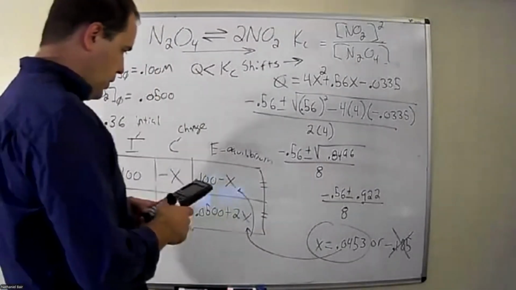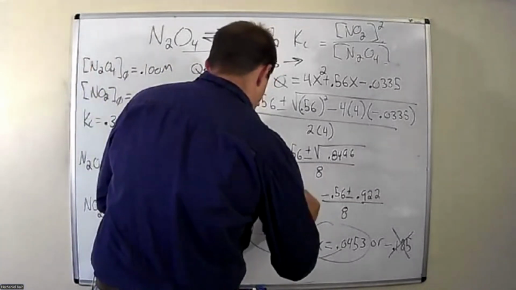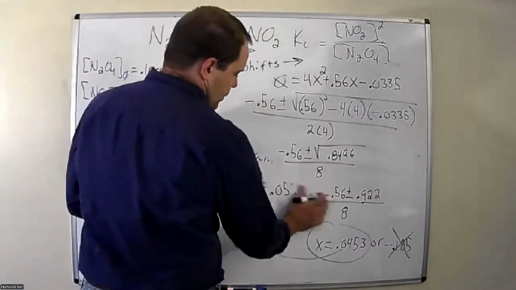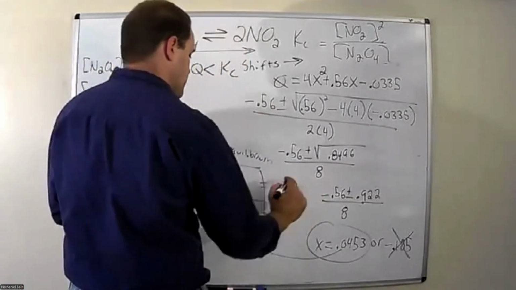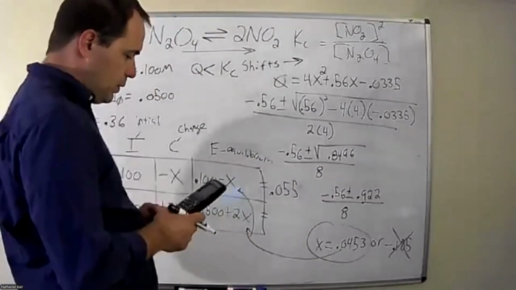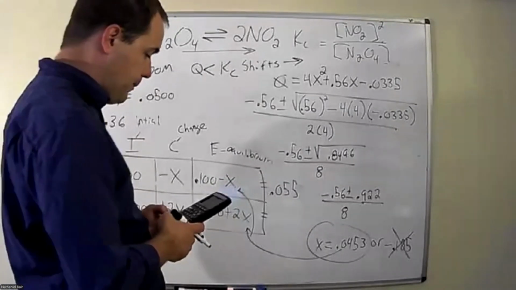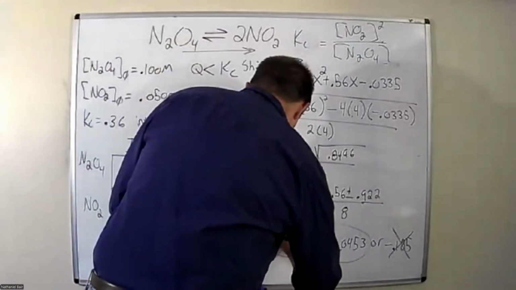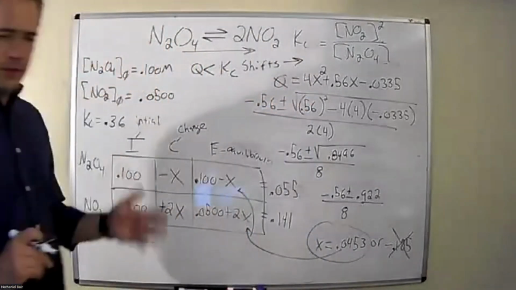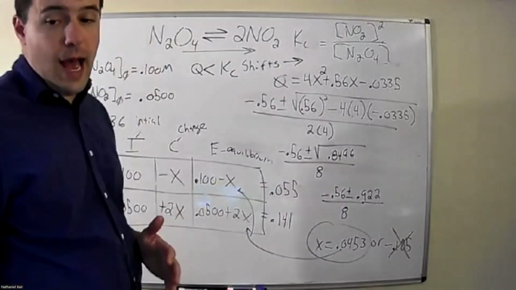So here we go. 0.1 minus x, 0.0453. That'll be 0.0547. Probably need to stop at the thousandths place, so 0.055, according to addition and subtraction sig fig rules. I'm going to give you a plus or minus a sig fig on a problem like this. And then here, 0.0500 plus 2 times 0.0453, that's going to be 0.141, as our equilibrium value for NO2. That is a lot of work.